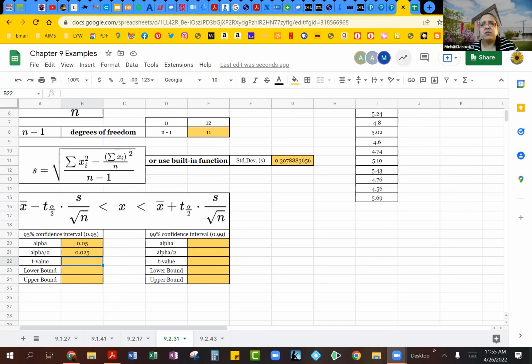Ian, which sheet are you talking about for the t value? Yeah, the one you're working on right now. It's the same link that I sent you. It's just on the 4th page. So at the bottom, look for 9231.